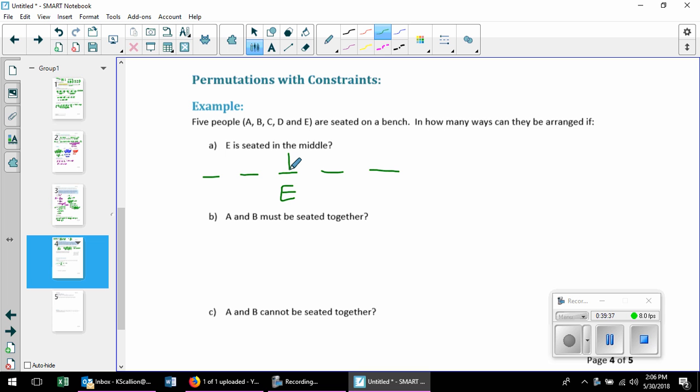Does it matter about the other 4 people's arrangements? No. So how many people do I have left to arrange? 4. So it would go 4, 3, 2, and 1. Easy. What's that? 24. And you guys need to put units of measure on it, like 24 ways.